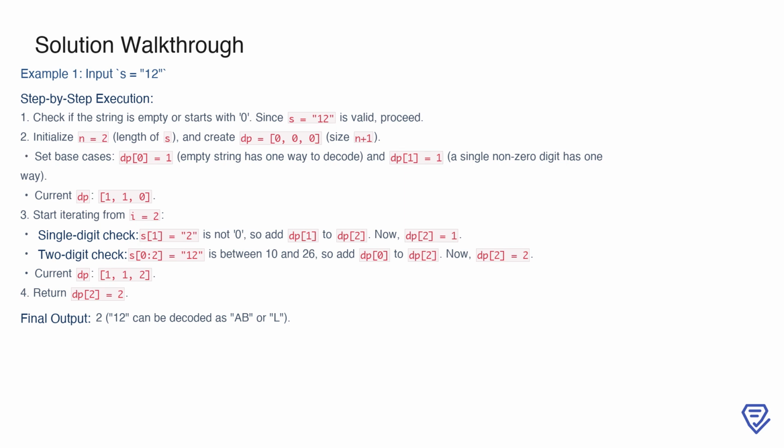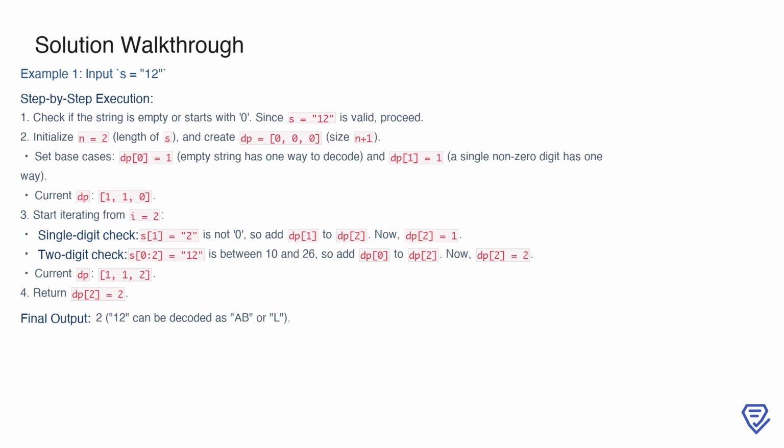Now, we iterate through the string starting at index i equals 2. For the single-digit check, the character at s[1] is 2, which is not 0, so we add dp[1] to dp[2], making dp[2] equal to 1. Next, for the two-digit check, the substring s[0:2] equals 12, which lies between 10 and 26. This means it represents a valid decoding, so we add dp[0] to dp[2], bringing dp[2] to 2. At the end of this iteration, our dp array becomes [1, 1, 2].